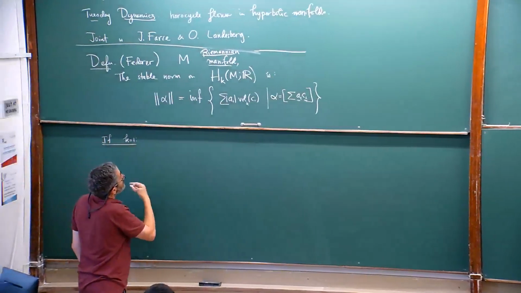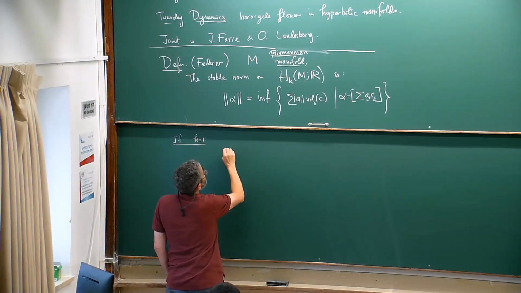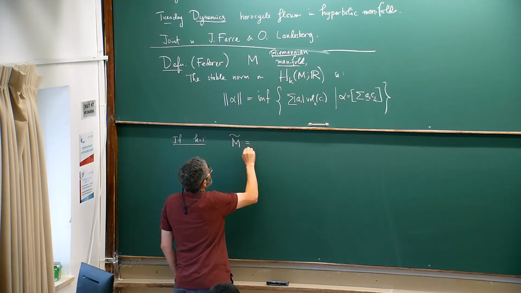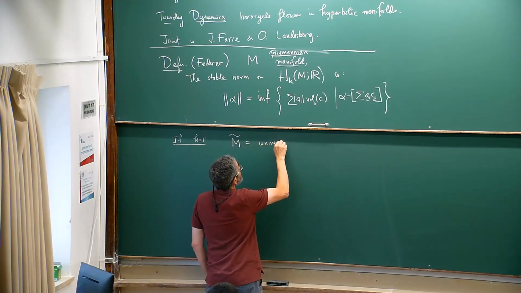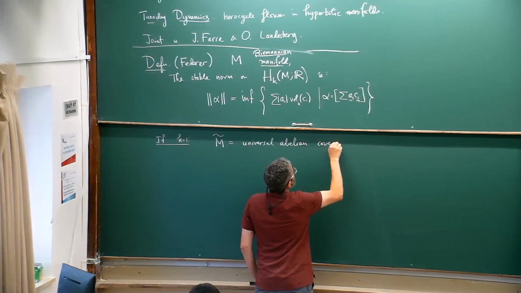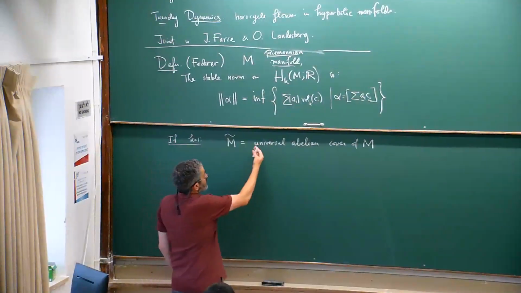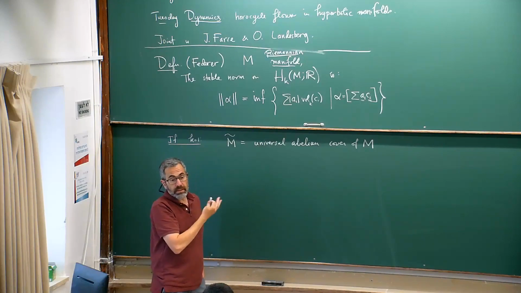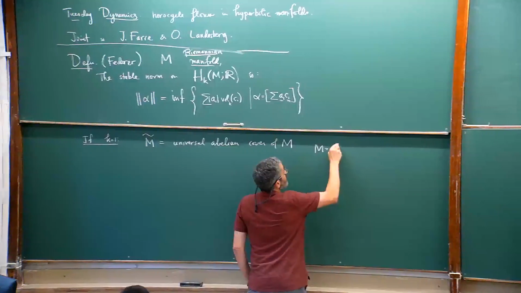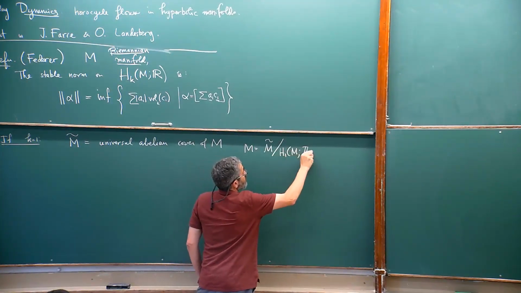But there's another way to think about the same thing. I want a geometric picture to put into this. Suppose that I had M. I could look at M tilde, the universal abelian cover of M. This is the cover whose deck group is the integer homology group. In other words, M can be written as M tilde modulo the action of H1 of M, Z.